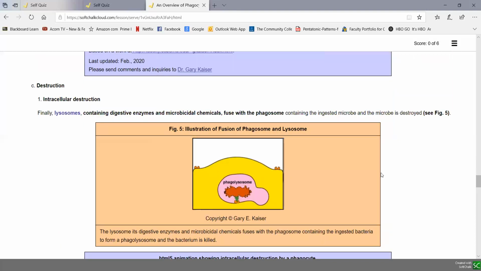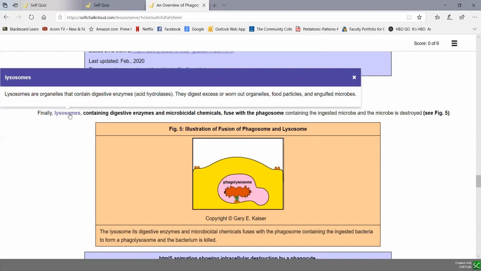And that brings us to the next step, the actual destruction or killing of the organism. And when it occurs inside the phagocyte, we call that intracellular destruction. So lysosomes, membrane-bound sacs produced by the Golgi complex that contain digestive enzymes and free oxygen radicals and other things that kill microorganisms, is going to fuse with the phagosome, the sac containing the bacterium, producing a phagolysosome, which will then result in destruction of the engulfed organism.